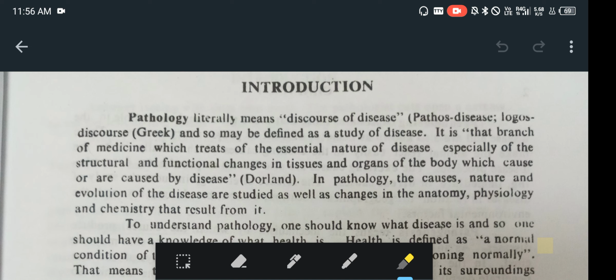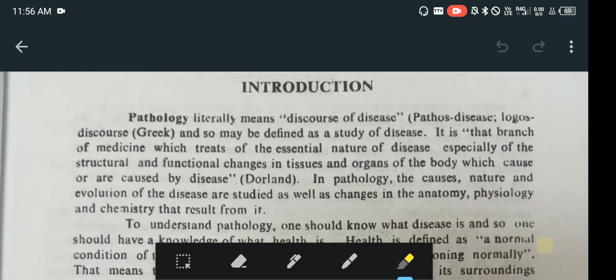So today we will start with our veterinary pathology syllabus. Pathology is a subject in the second year of BVSc and AH, and there are a total of 6 units in pathology, from which unit 1 is general veterinary pathology. And in general veterinary pathology, our first part is the introduction.